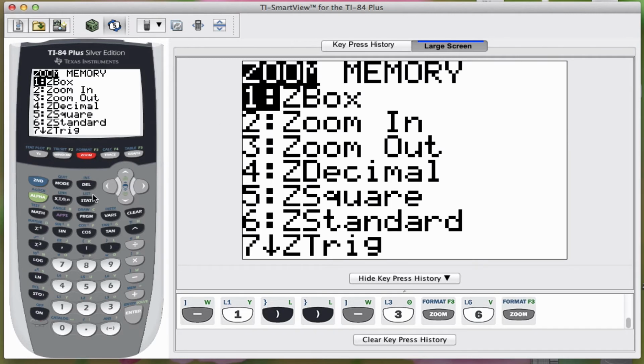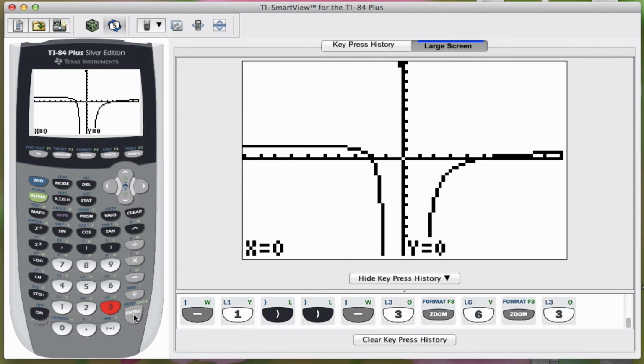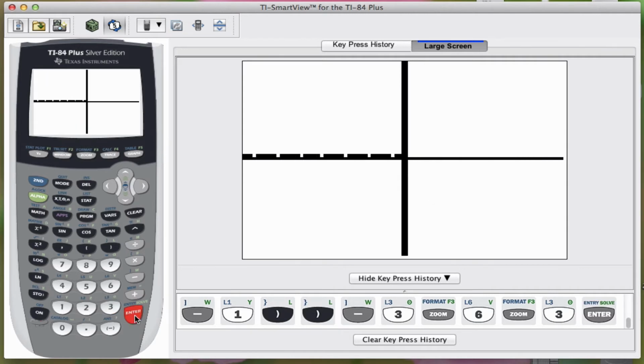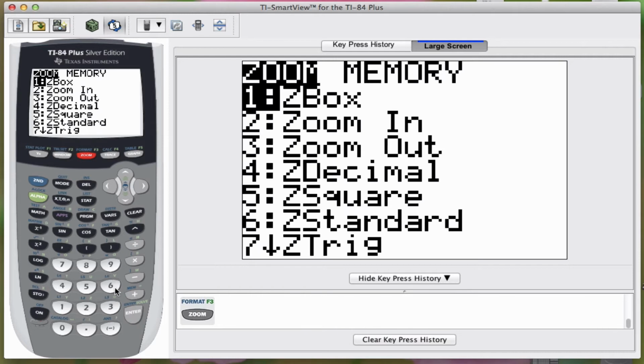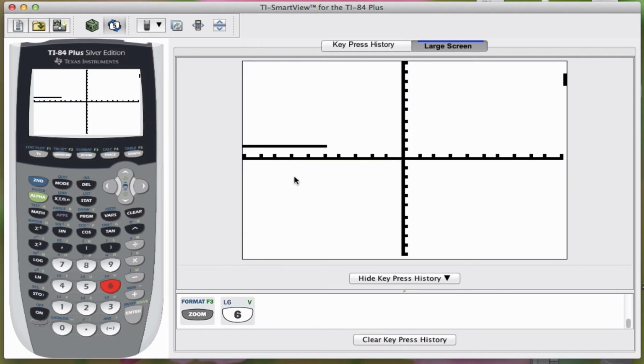In fact, I'm going to zoom out a little bit just so we can display this better. So I pressed zoom 3, and then I'm going to press enter. Okay. And that didn't really help us that much, but we can see something's going on over here, something's going on here, something's going on that side. So I'm going to do zoom 6 again, just so we can see it.